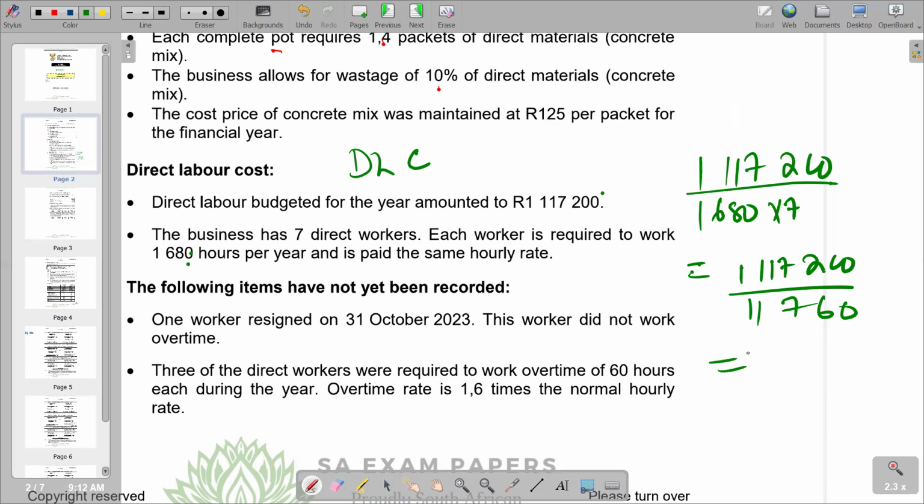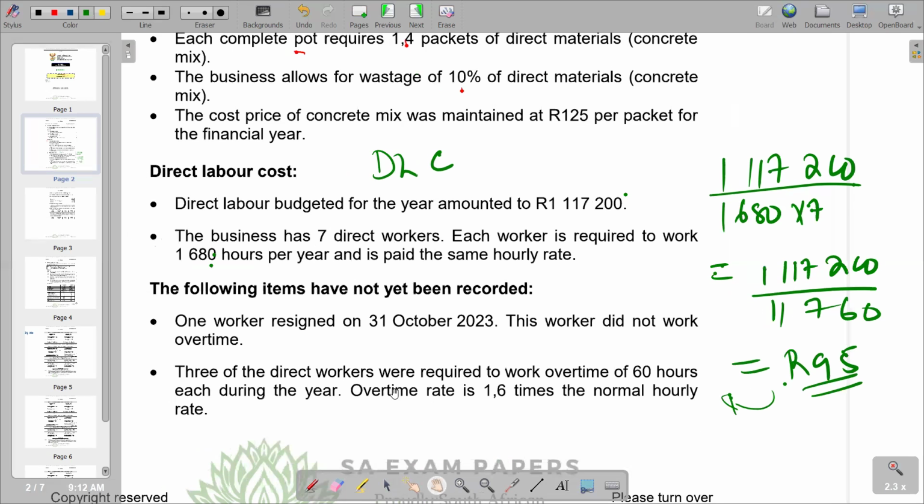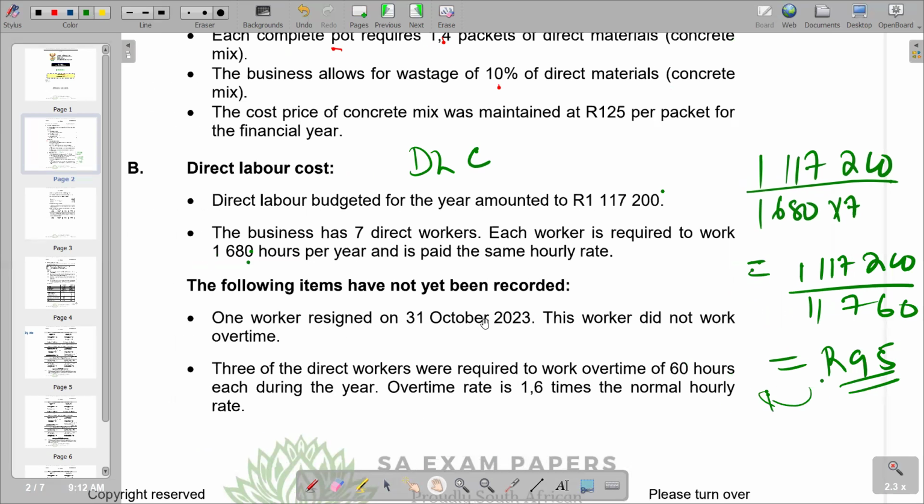And you're going to get your hourly rate to be 95 rands. So this is the hour rate that we are going to use in the second part where we have got the actual information. So if you come here, you're told that one worker resigned on 31 October 2023. This worker did not work overtime.